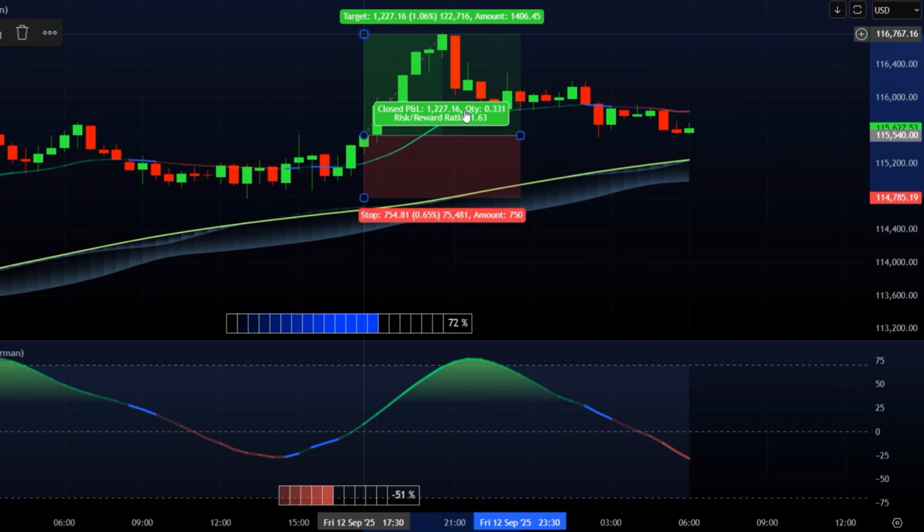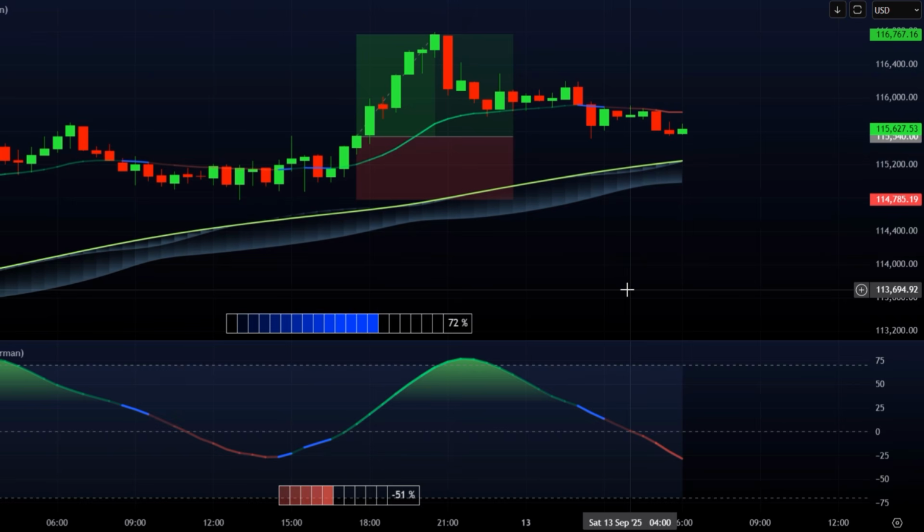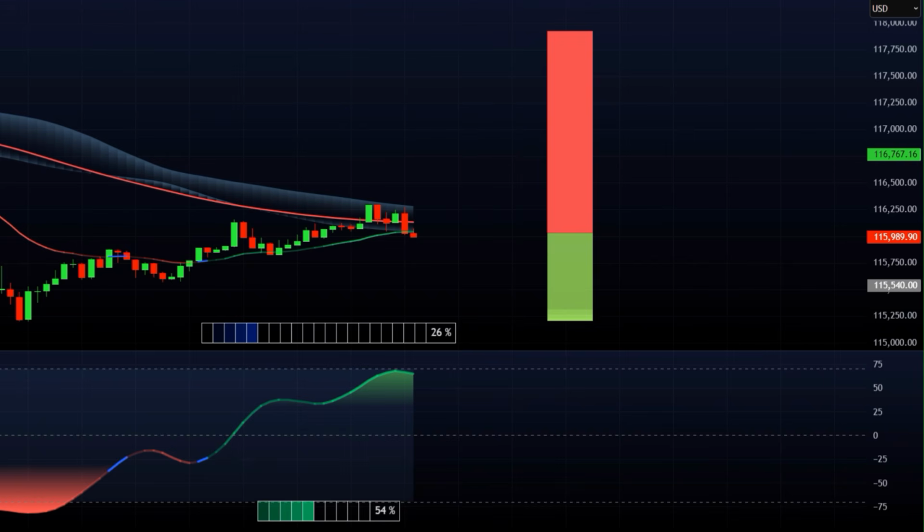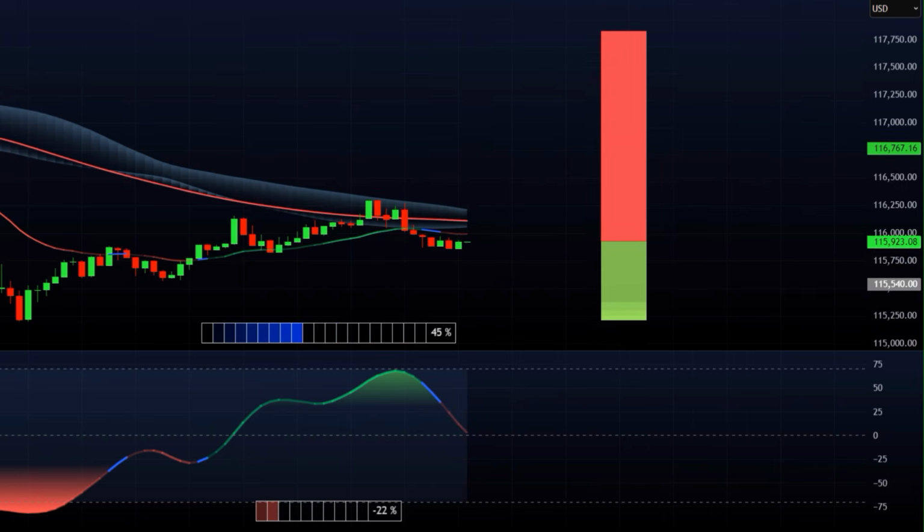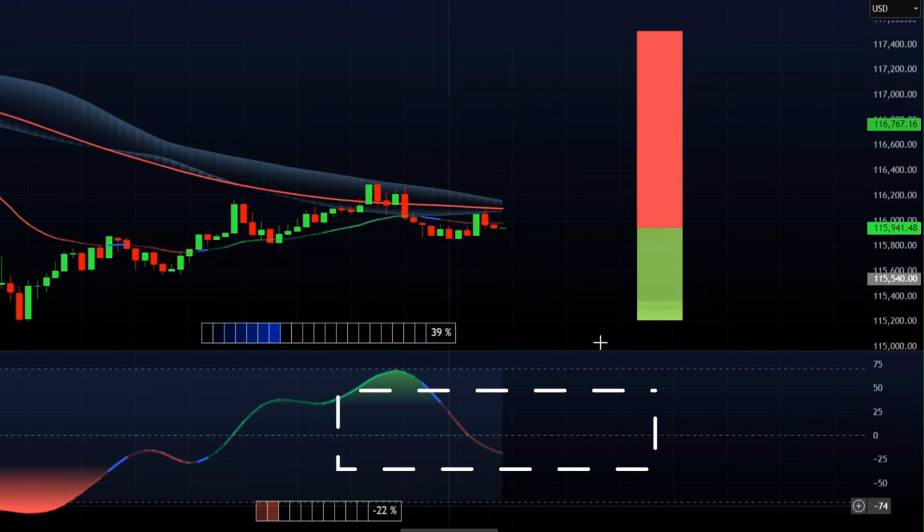Place your stop loss below the recent low or the ribbon. Aim for a risk-to-reward ratio of 1:2 or higher. For a short trade, the rules are simply reversed. Red ribbon, a pullback up, and a confirmation cross below the zero line.